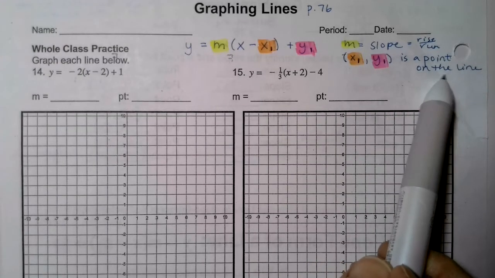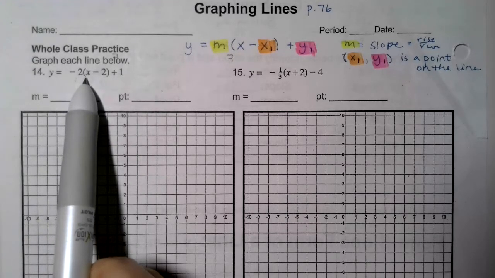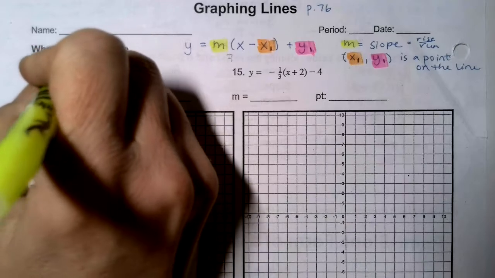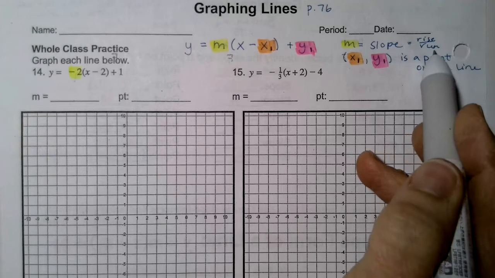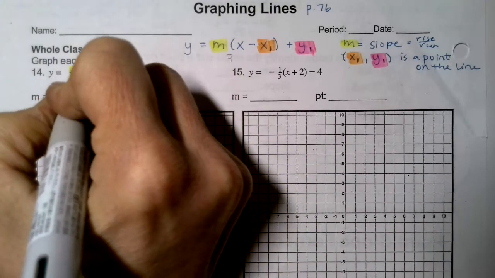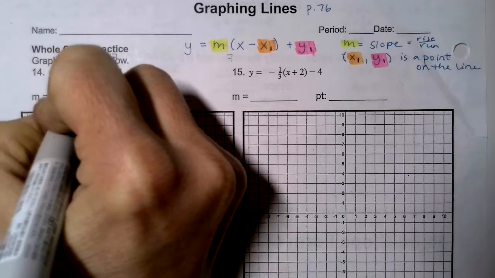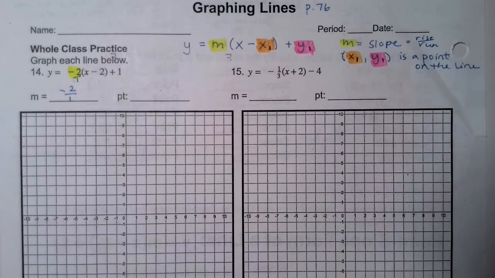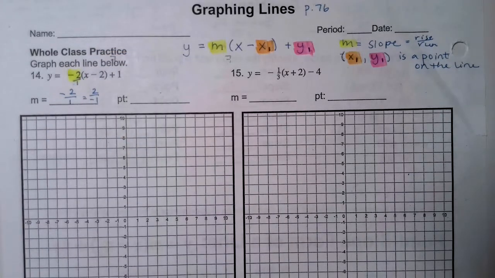So looking at number 14, you can see that y equals -2 times the quantity x minus 2 plus 1. There is information here. The number in front of x is our slope. And remember, when we're thinking about slope and we're thinking of rise over run, it is helpful to think of that as -2 over 1. That is the same thing as 2 over -1. We can go in either direction.